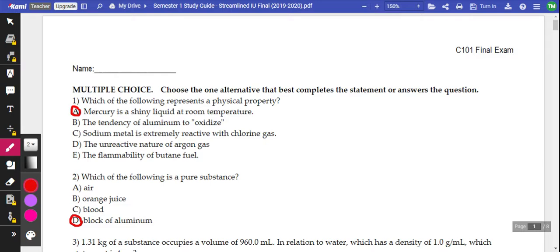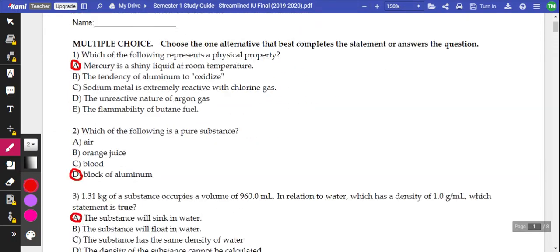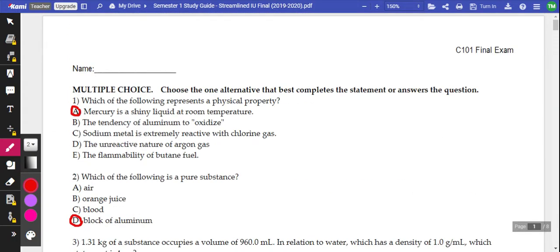So first question. Number one, which of the following represents a physical property? Okay, so I've already got these answers kind of outlined, so that way I can keep myself on track. But let's talk through these. Okay, mercury is a shiny liquid at room temperature. I mean, shininess doesn't really have to do with the chemical itself. A chemical property, in opposition to this, would be something about how it reacts or how it behaves chemically. So typically that has to do with how things are reactive or unreactive and stuff like that.